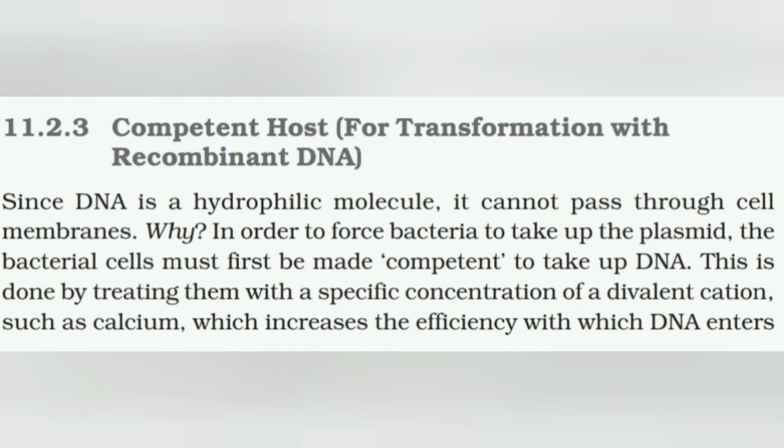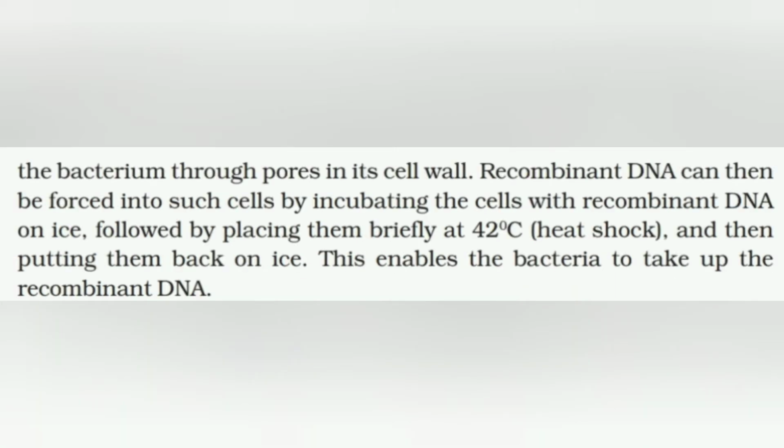Next is the competent host. That is, for transformation with recombinant DNA, we must have a host in which we can insert the vector or plasmid or bacteriophage. Since DNA is a hydrophilic molecule, it cannot pass through the cell membrane. Why? In order to force bacteria to take up the plasmid, the bacterial cells must first be made competent to take up DNA. This is done by treating them with a specific concentration of a divalent cation such as calcium, which makes the bacterial cell easily take up the DNA through the pores in the cell wall.